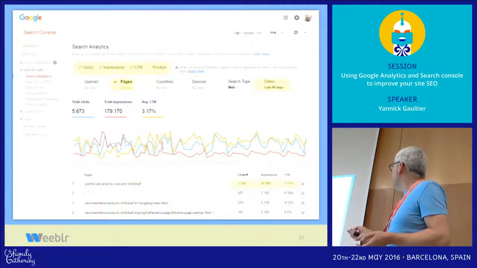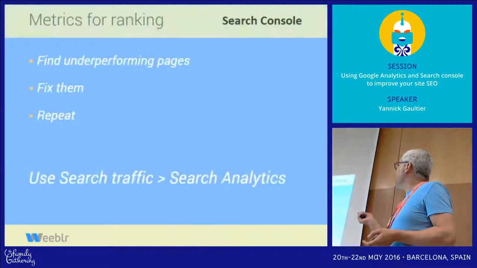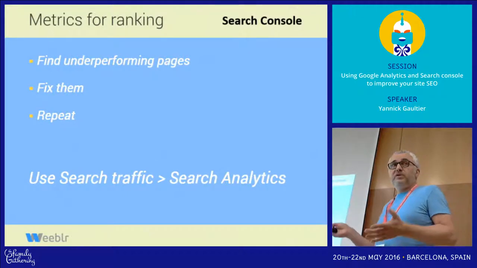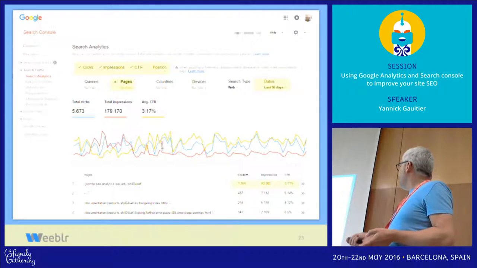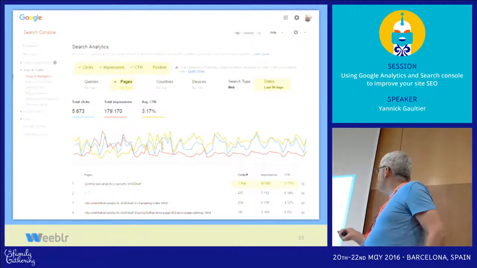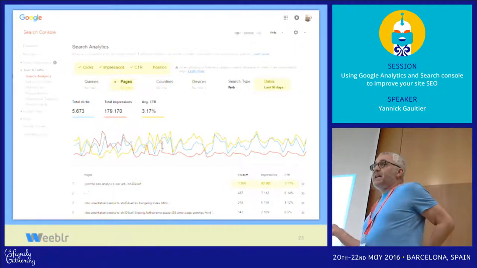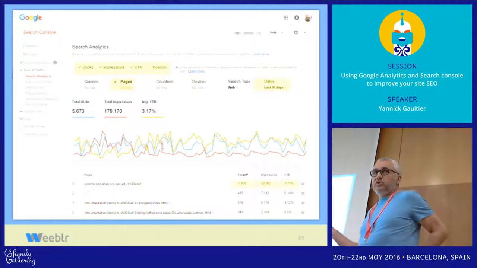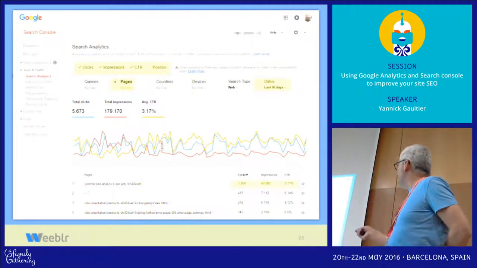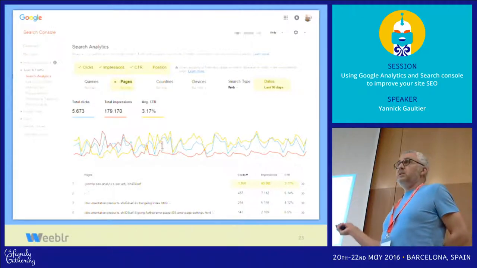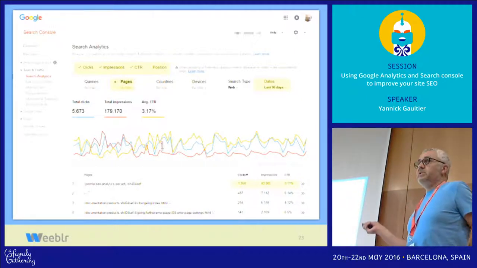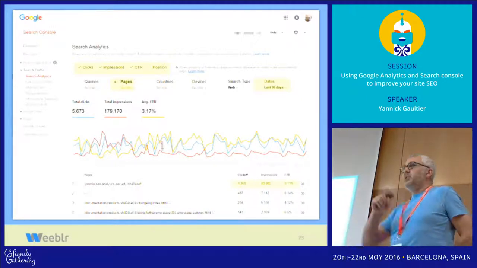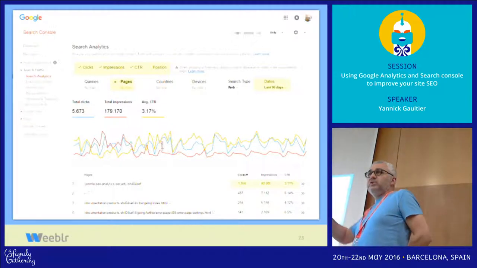Like I said before, here we're going to use the Search Console as well, because this is where the data really lives. The way we do it is we use the search analytics section of the Search Console. We have this view, which is pretty standard, where we enable the clicks, the impressions, and the click-through rate. Clicks and impressions are very clear. Click-through rate is how many people actually clicked on the search results to get to your page.